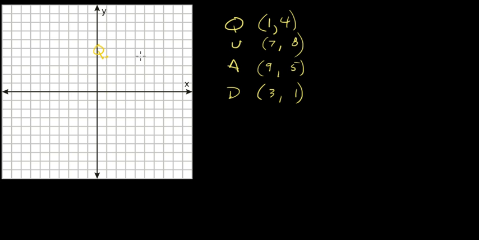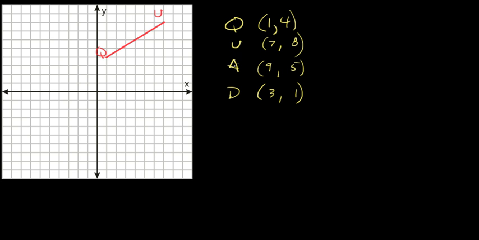There's Q, and I don't like that color, so make it a brighter color. You can see it a little bit better. 1 and 4, 2, 4. There's point Q. Okay. 7 and 8. 2, 4, 6, 7, 2, 4, 6, 8. There's U. There you are. There's U. Draw a segment connecting those two.